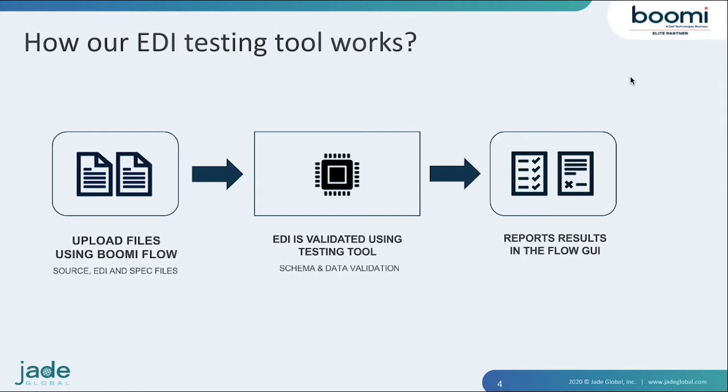Number 1. Upload the zip file that includes the source, EDI, and specification files using our Boomi Flow GUI. Number 2. The testing tool that resides on-premise validates the schema and data all at once. Number 3. The final summary report is displayed on the front end and is also emailed to you. Now let us see a working demo of the tool.